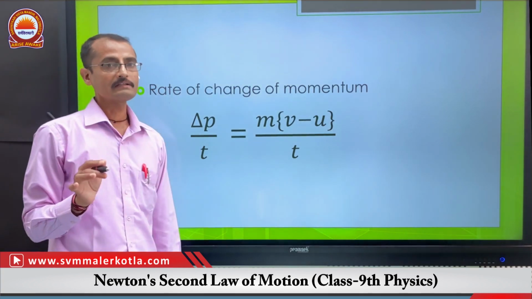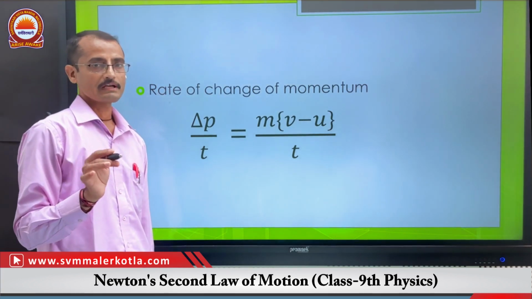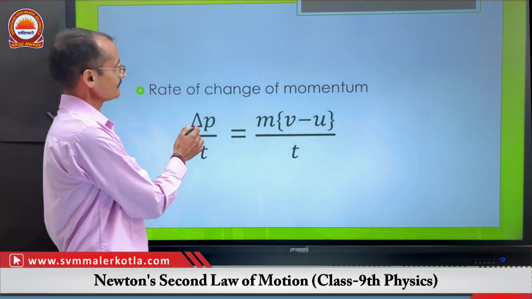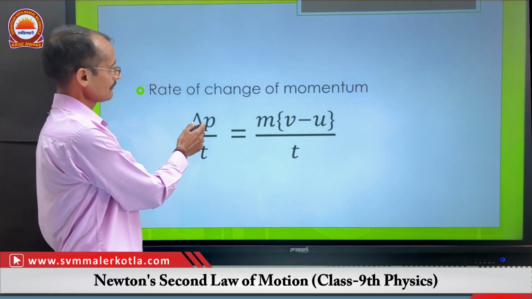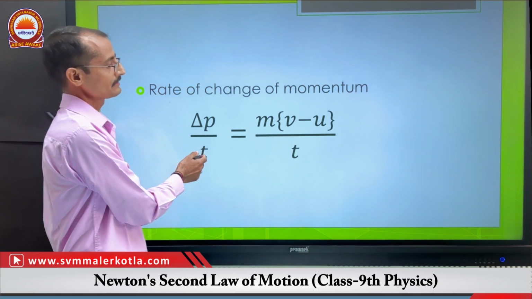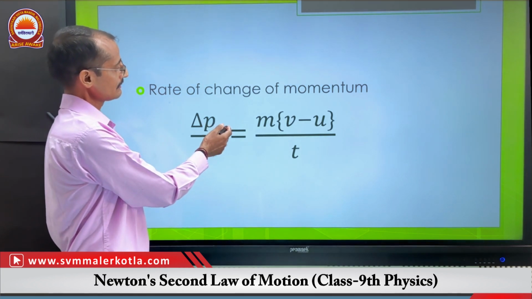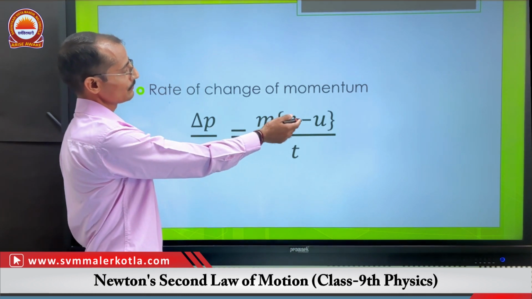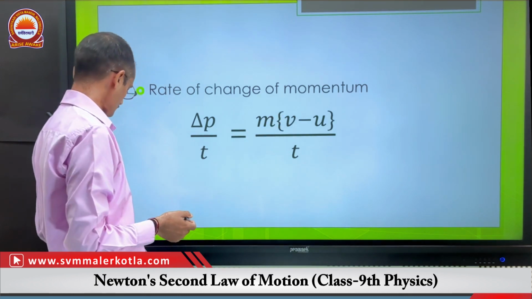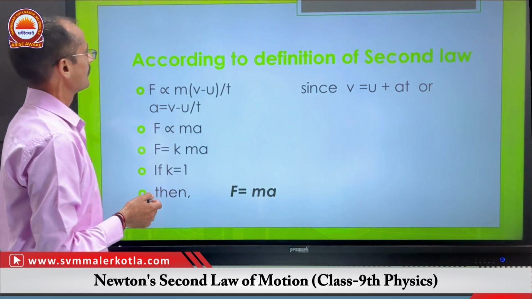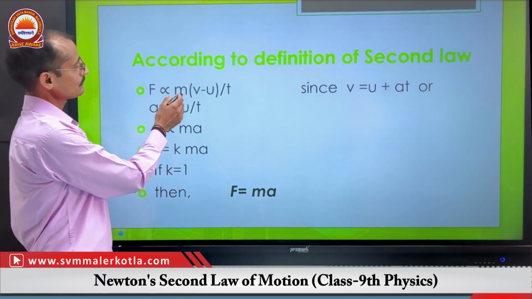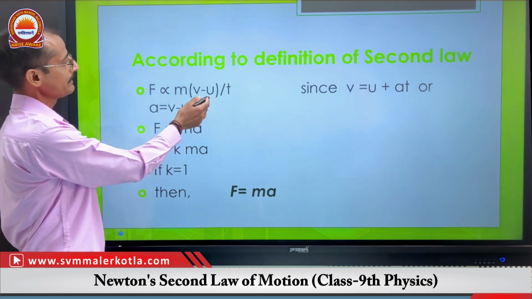Now we have to find the rate, because according to the statement of the second law, the rate of change of momentum is given by change in momentum divided by the time. When we put the value of change in momentum, that is m into (v minus u) upon t, then according to the definition, the force is directly proportional to the rate of change of momentum.